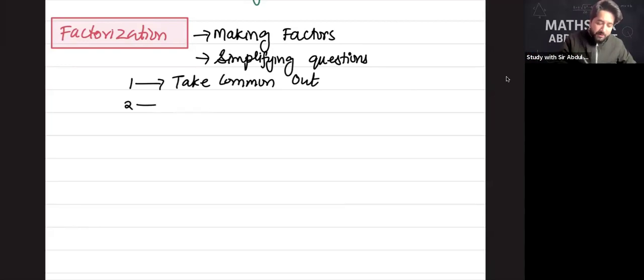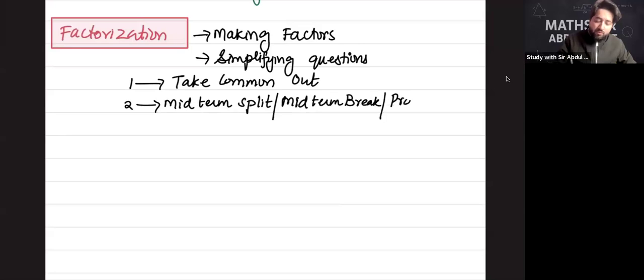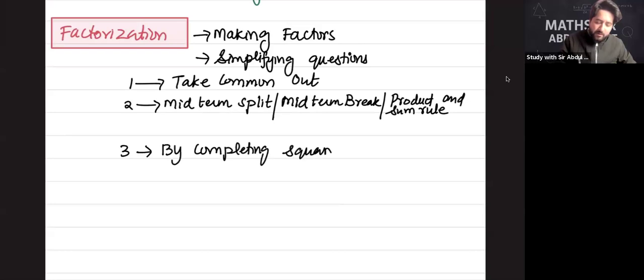The second method of factorization is midterm break, midterm split. Some books call it midterm break, and some books call it product and sum rule. And the third is by completing square method.